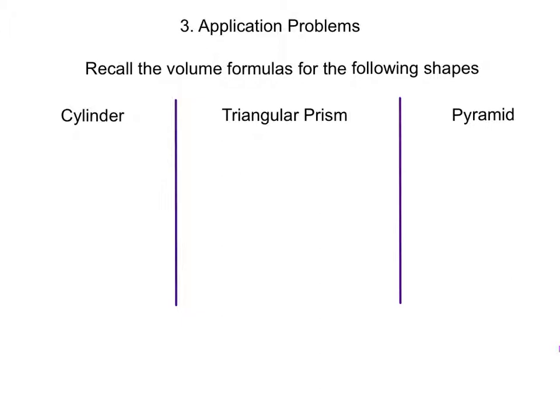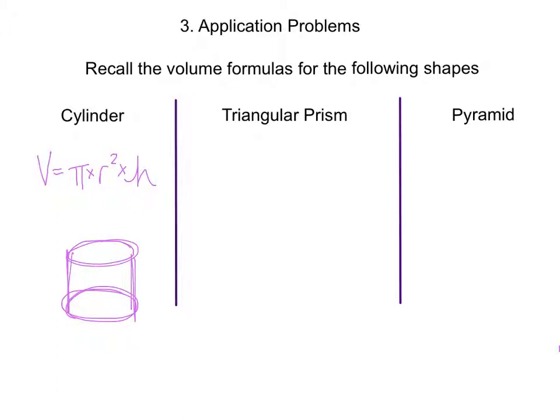For a cylinder, remember, because our base is a circle, we're going to start for the volume with the area of a circle, which is pi times r squared. However, because it's a three-dimensional shape, we have to add that third dimension, which in this case is height. So our volume formula is pi times r squared times h.